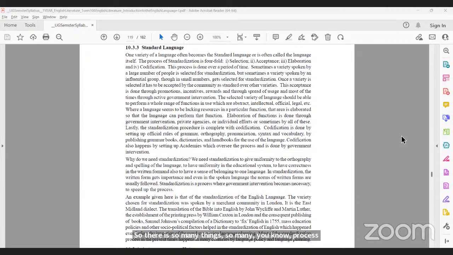You can also find out which particular dialect is the standard in your own language, be it Telugu, Tamil, Malayalam, and all other languages. Okay.